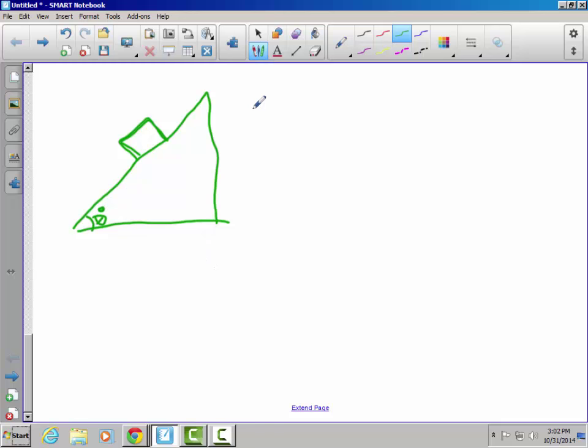So let's say we have a ramp, and let's say we have an angled ramp of 20 degrees. And let's say this is a box, or it can be a kid, I guess, sliding down a slide, a rather square child. Let's say the mass of the person is 40 kilograms.